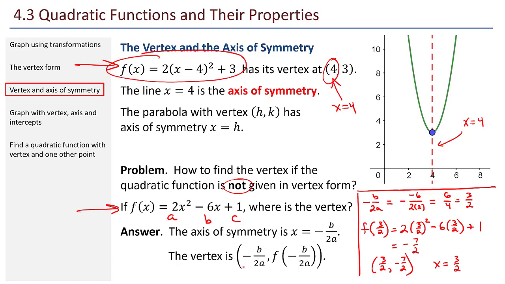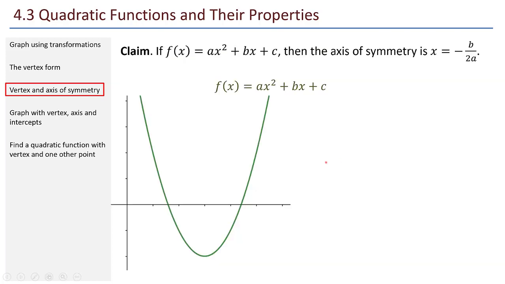Okay, why is this true? Let me take a second and figure out why the axis of symmetry should be x equals negative b over 2a. Here's the claim: if f of x equals ax squared plus bx plus c, then the axis of symmetry is x equals negative b over 2a. So let's graph this very generic quadratic function, f of x equals ax squared plus bx plus c.